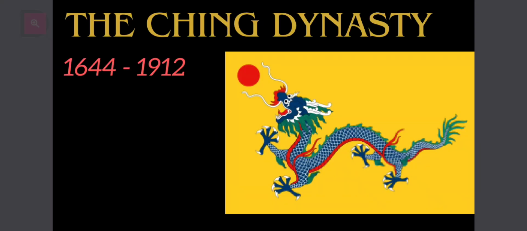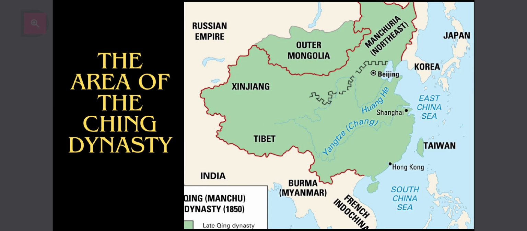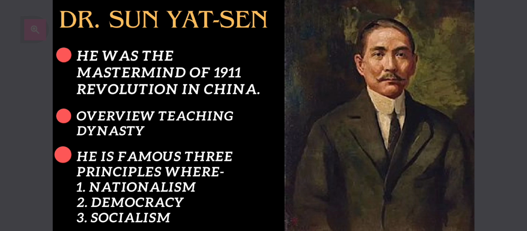Okay, to begin, we have to talk about the Ching Dynasty, which is also known as the Qing Dynasty. This dynasty ruled China from 1644 to 1912. In this period, China looked something like this. So this was the area of China during the Qing Dynasty. Now, in the early 20th century, China saw a revolution, the revolution of 1911, and this was its mastermind, Dr. Sun Yat-sen. He was a medical student who studied in the USA and overthrew the Qing dynasty in 1911. He had three principles for a good state: nationalism, democracy, and socialism.